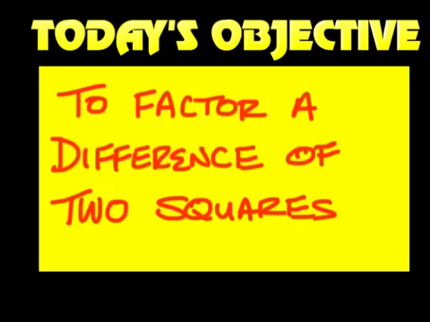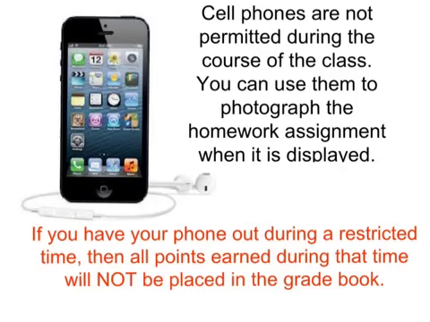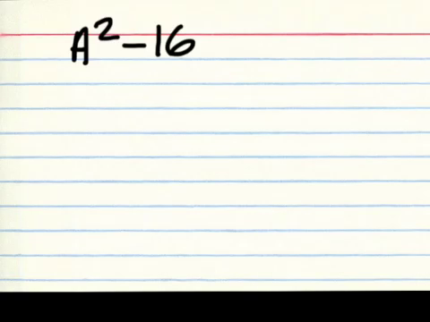Objective is to factor a difference of two squares. The easiest example of factoring a difference of two squares is one like this, where you have two perfect squares with a minus sign in between.